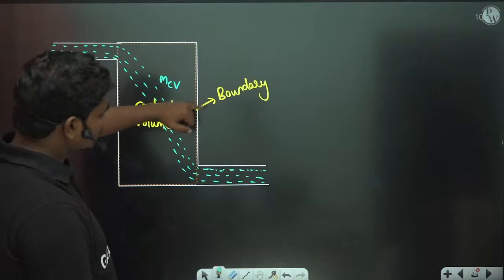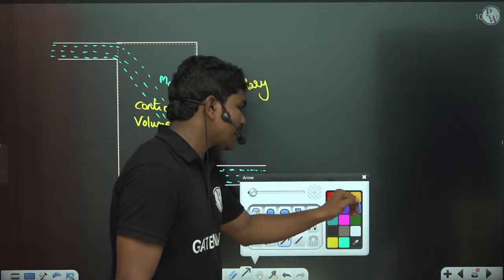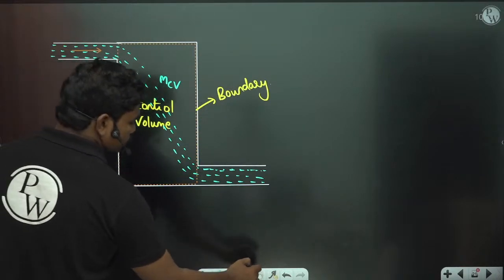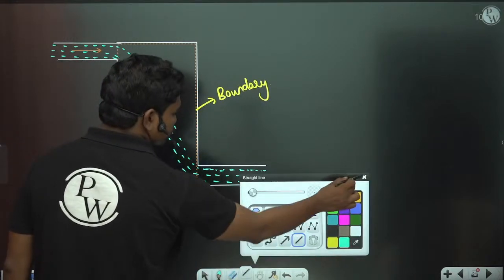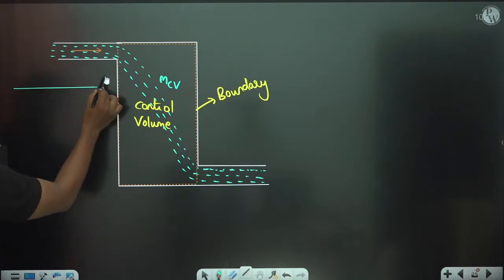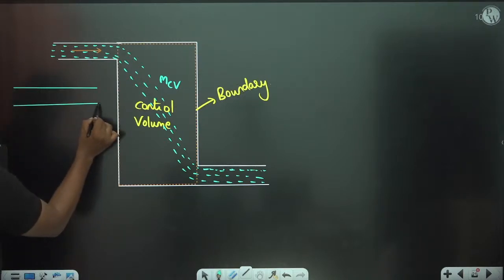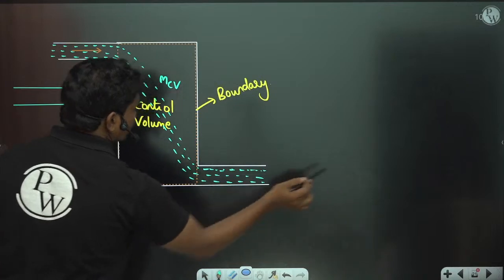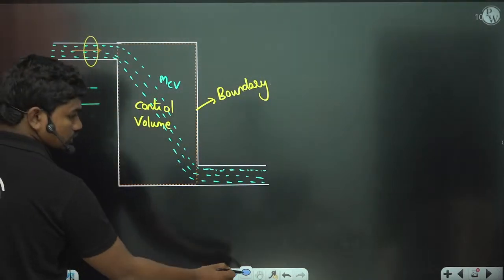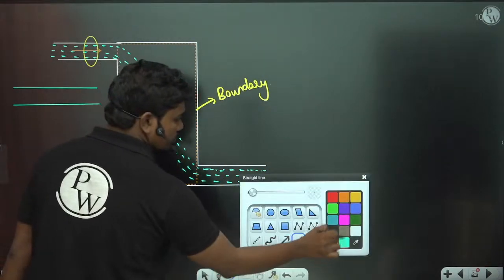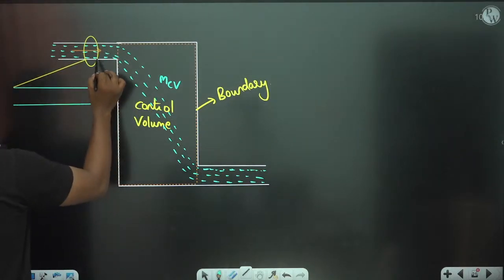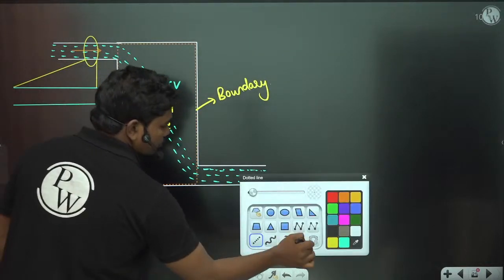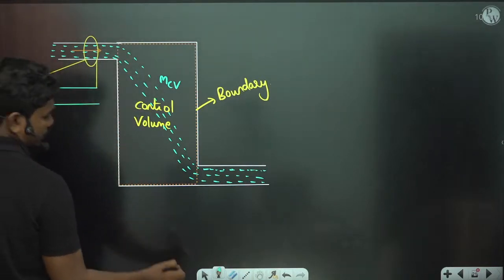So what we are talking about is flow energy. This is the boundary. Whenever the flow is happening in this direction, if you look at this in a broader sense, in a large scale, for example at this region, there is some fluid which is flowing.